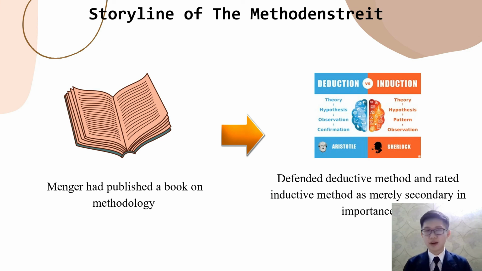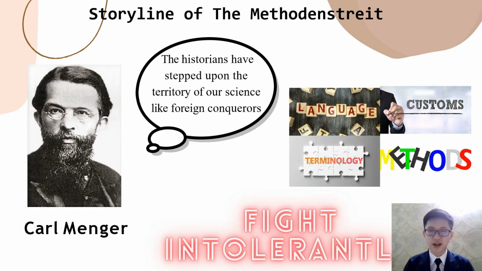Next, I would like to talk about the storyline of the Methodenstreit. The battle began when Menger published a book on methodology. He defended that the deductive method is the best and rated the inductive method as merely secondary in importance. Carl Menger also said that the historians have stepped upon the territory of our science like foreign conquerors. They force us to use their language, their customs, their terminologies, and also their methods. Therefore, they urge us to fight intolerantly by not corresponding to their special method.